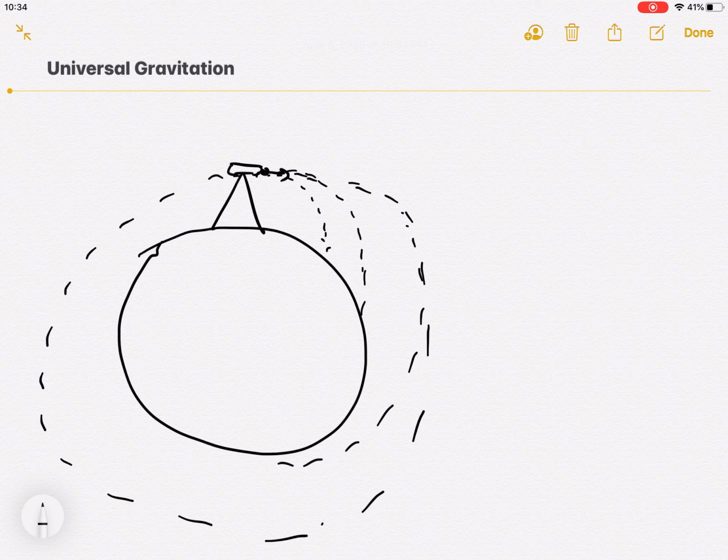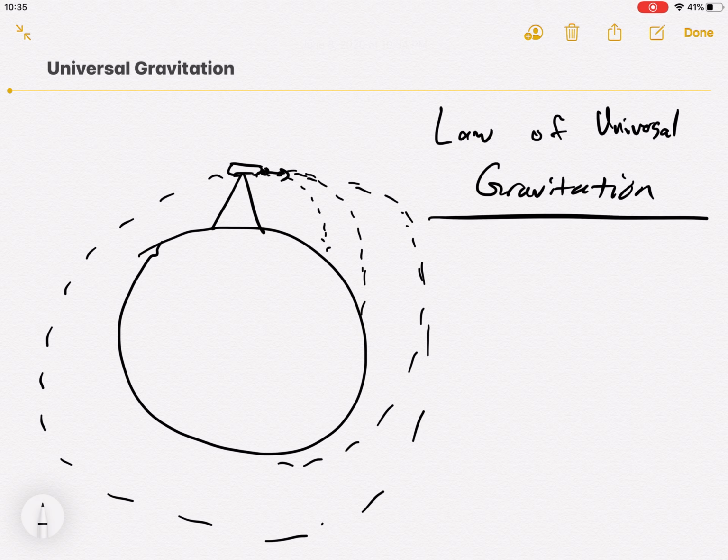So what Newton suggested is that whatever causes things to fall to the surface of the Earth is the same thing that's causing, say, the moon to go around the Earth. And the same thing, let's call it a force, that causes the Earth to go around the sun and every other planet to go around the sun. So he proposed a law. This is the Law of Universal Gravitation.